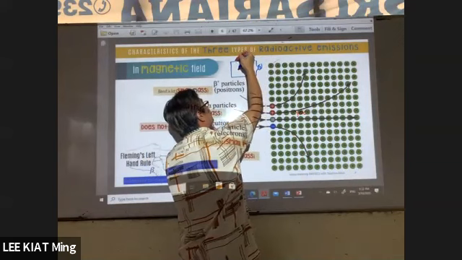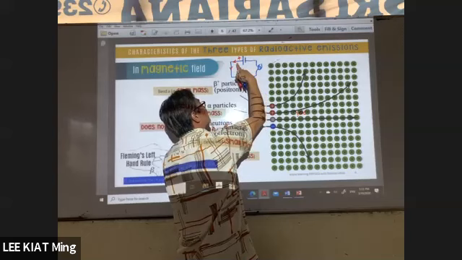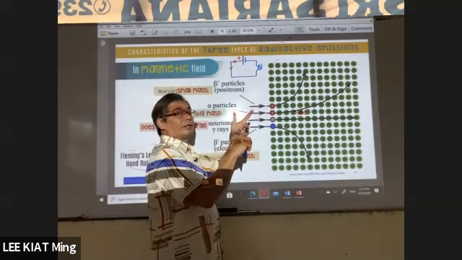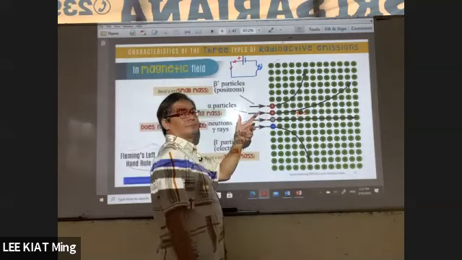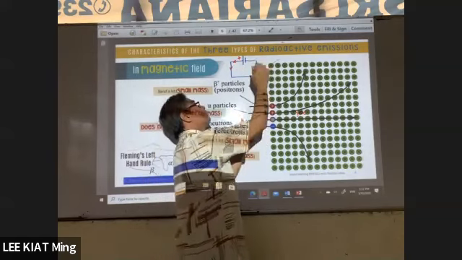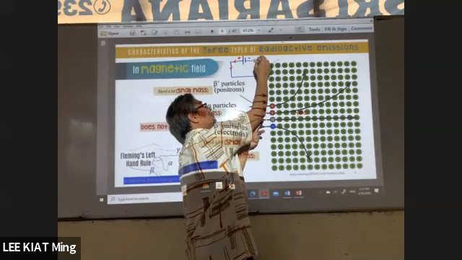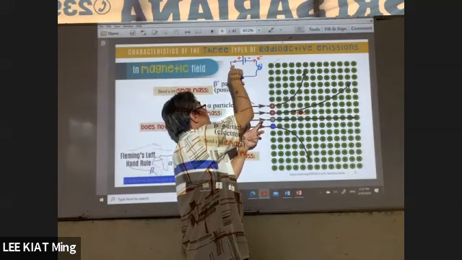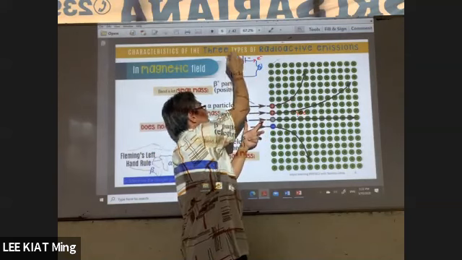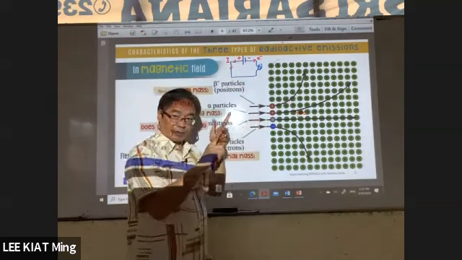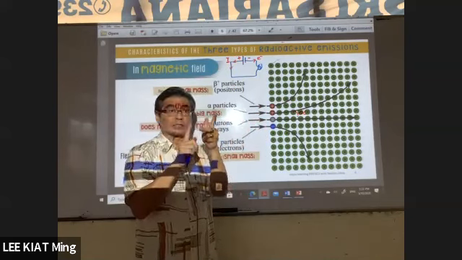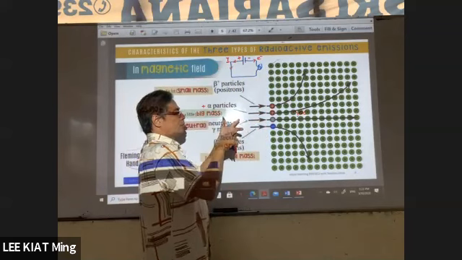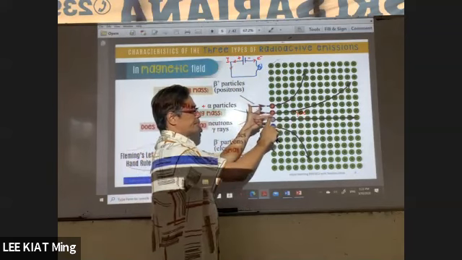Where does the current flow? Current always flows from the positive terminal. Current refers to positive particles, not electrons. Electrons come from the negative terminal. So we are talking about current. Current always comes from the positive terminal. Current then refers to alpha, because alpha is positive in charge. So it's going to shoot to the right side.